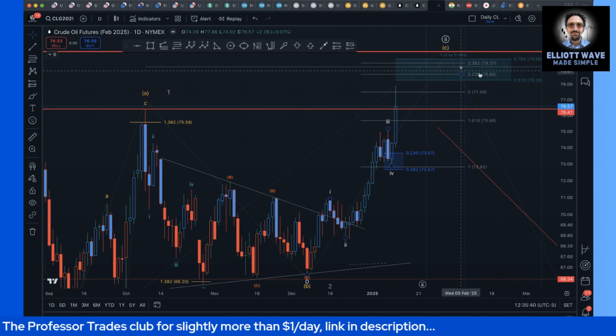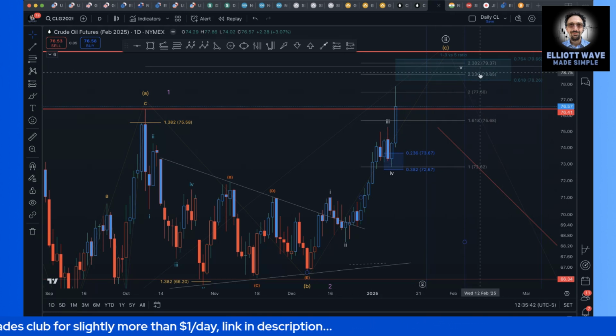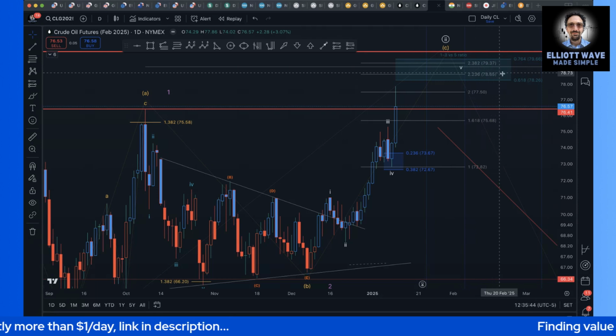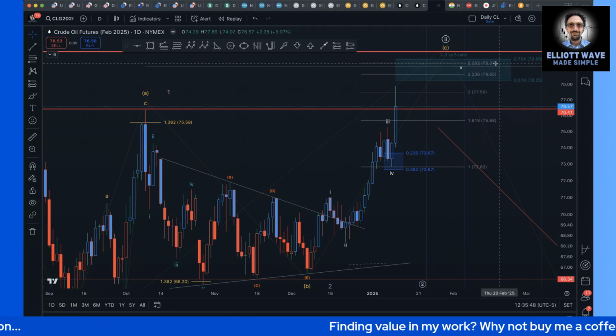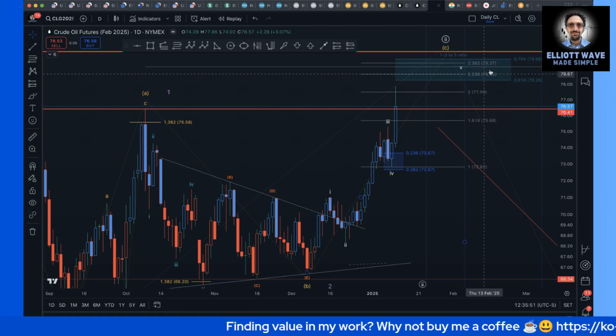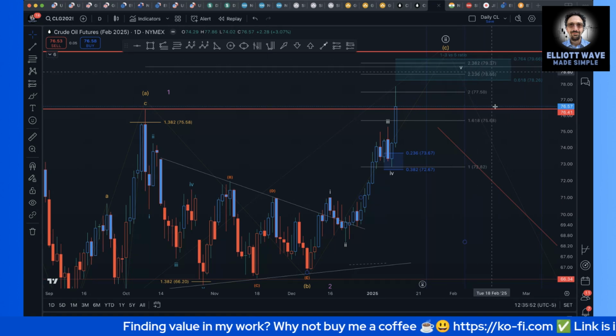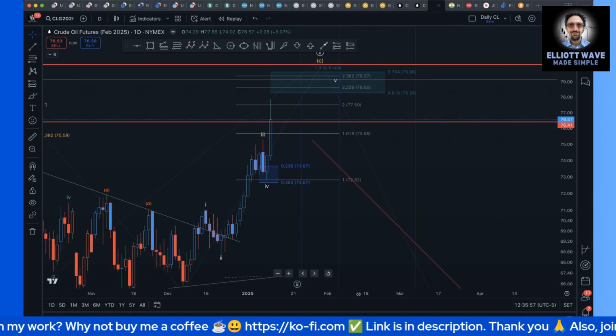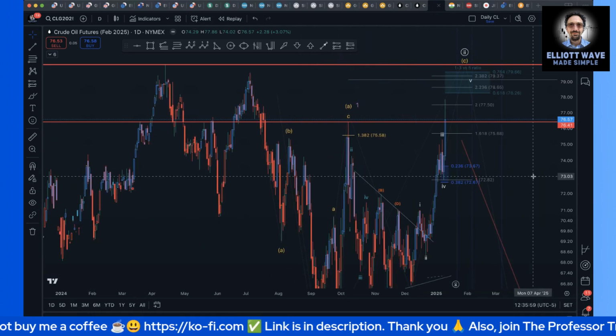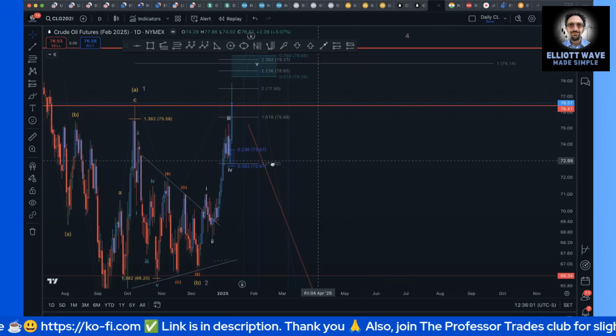And there are some fib extensions for a fifth wave, which in this case are the 2.236 fib and the 2.382 fib. So this is called confluence. There is confluence between the ratio box and the actual fib extensions.